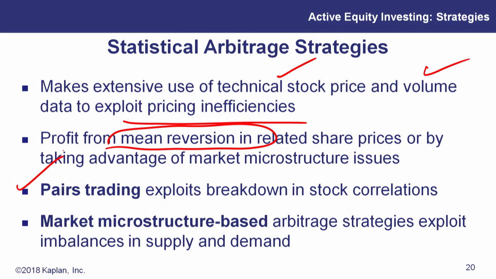Now, what can we do in this statistical arbitrage? So one of the things that we do, and we do this oftentimes in alternative investments, specifically in hedge funds, but oftentimes we'll use pairs trading. So we're going to look at breakdown and stock correlations. We might actually look at market microstructure. Are there supply and demand imbalances? And think about what's been happening in the industry.